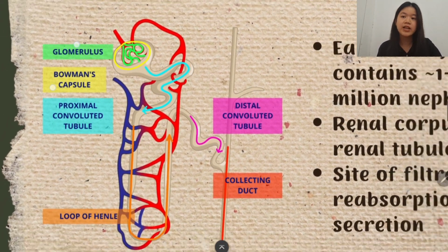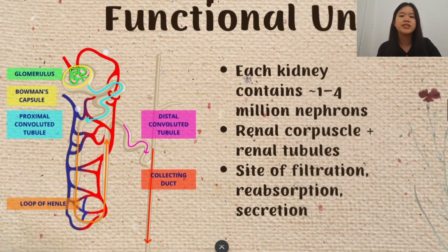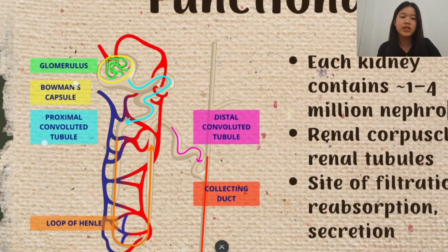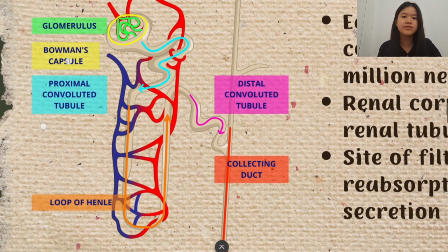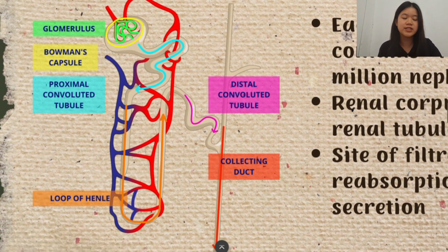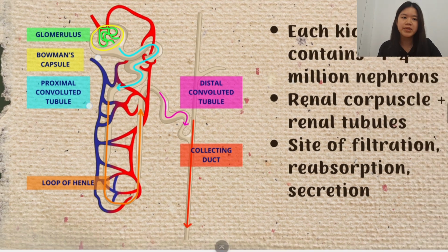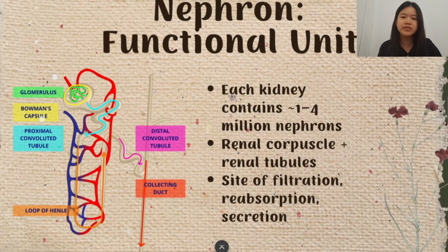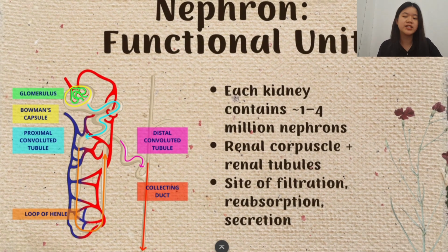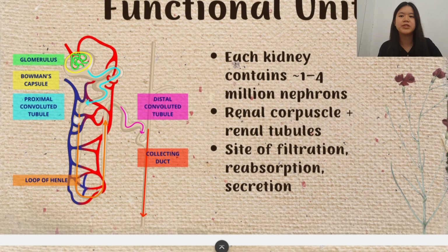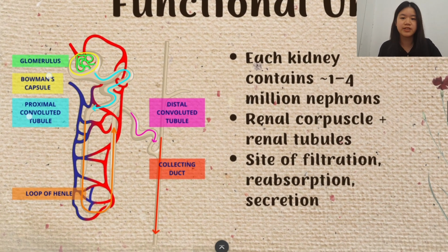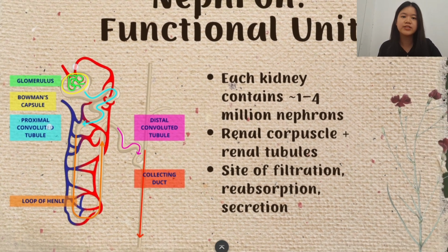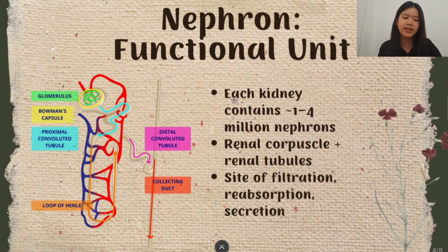After filtration, the filtrate passes through the proximal convoluted tubule, loop of Henle, distal convoluted tubule, and finally into the collecting duct. Each segment is lined by specialized epithelial cells that are adapted for specific functions, such as reabsorption or secretion. The close relationship between structure and function in the nephron allows the kidney to efficiently regulate fluid balance, electrolytes, and waste removal.